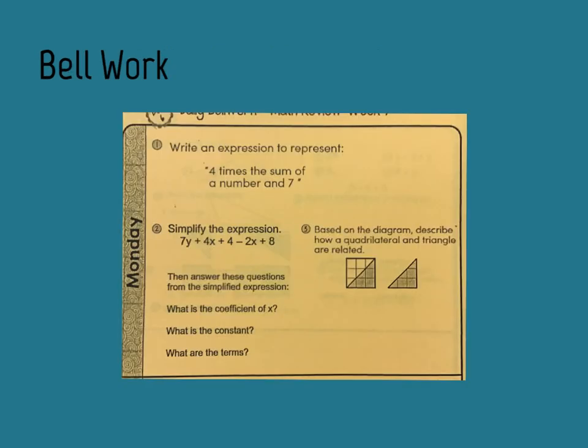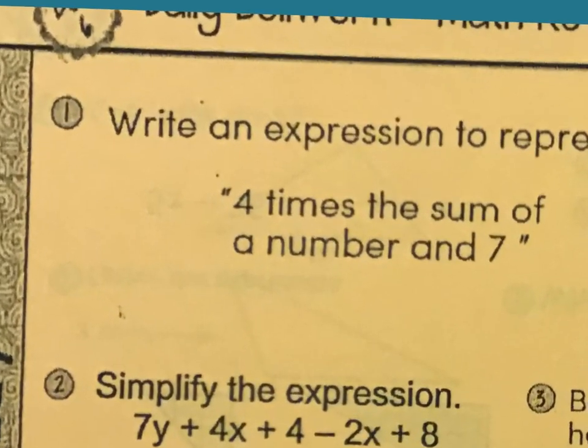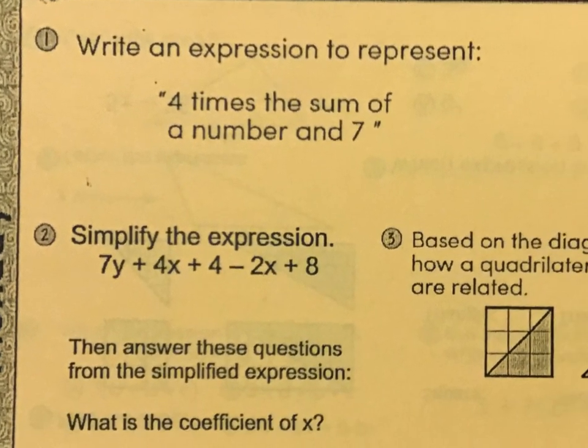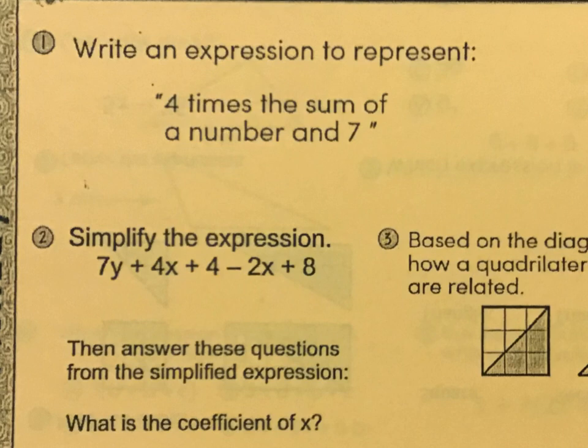Okay, so let's take a look at your bell work first. Let's take a look at number one. It wants us to write the expression to represent 4 times the sum of a number and 7. What I like to say to students that are kind of struggling with this is break it up into pieces. We know what a 4 looks like. Times, we know we're dealing with multiplication. Sum means addition. Of a number means, well, it's a variable. We can call it whatever we want. And then we have the number 7. So it says 4 times the sum of a number and 7.